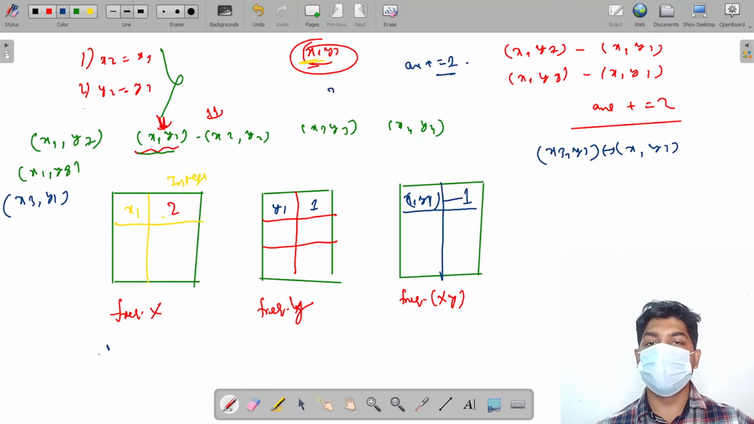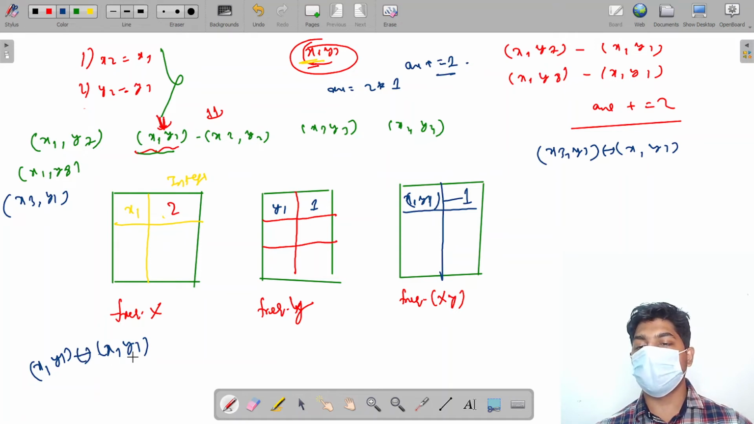So what will I do? I will decrement twice into 1 from my answer. Why? Because let's suppose I paired up x1 comma y1 with itself only, x1 comma y1 with x1 comma y1 only. So this is what we have to handle, meaning we have to not count these two as pairs. Let me explain it over here.